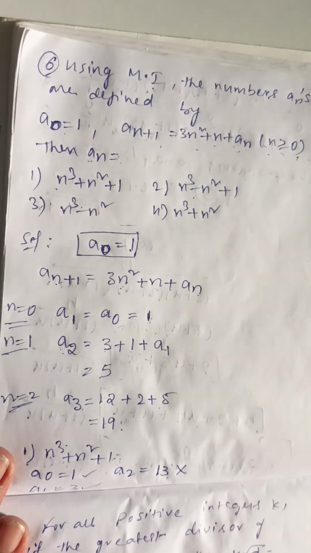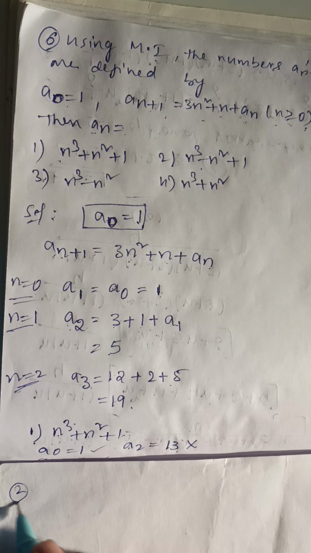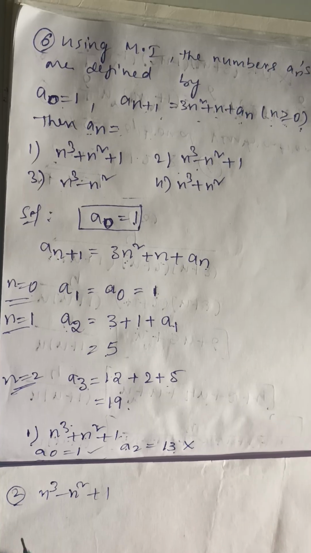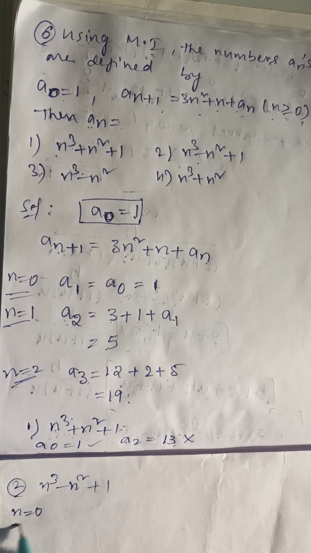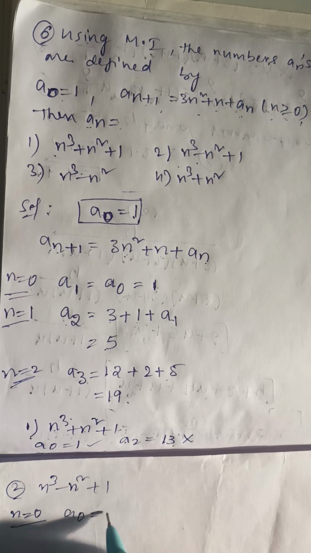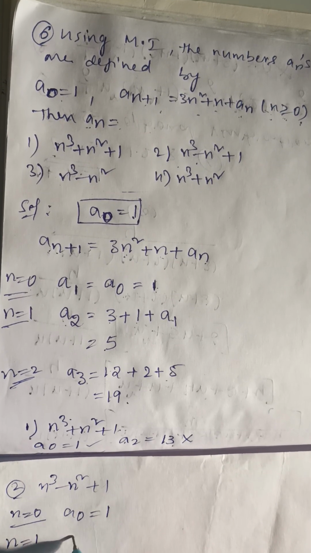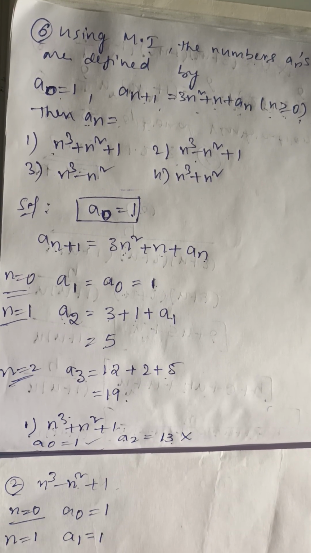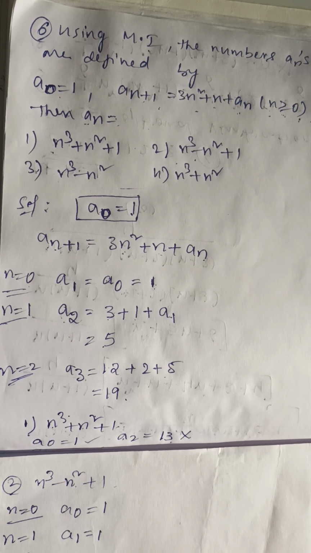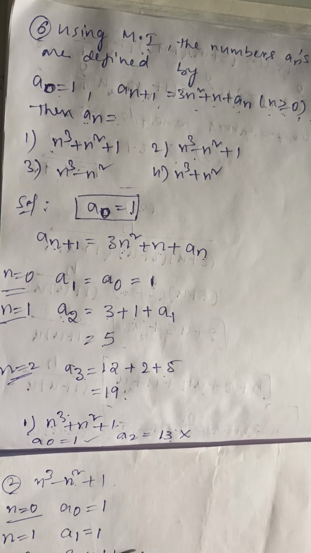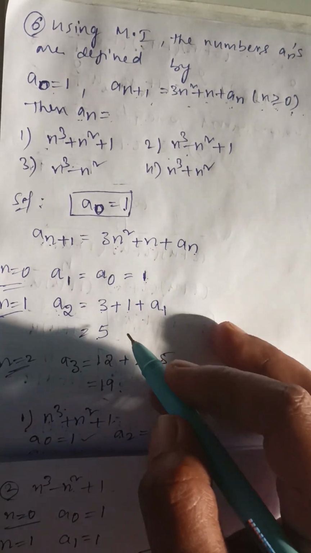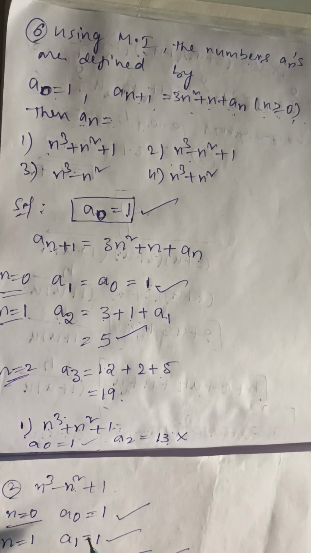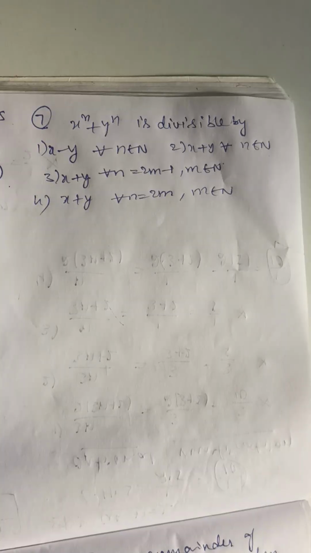Next go with the second option, which is n cube minus n square plus 1. If n equals 0, then a naught is 1. If n equals 1, then a1 is 1 minus 1 plus 1, which is also 1. If n equals 2, then it is 8 minus 4 plus 1 equal to 5. Yes, we got a2 is 5, a1 is 1 and a naught is also 1. So this is the right answer. The second one is right.